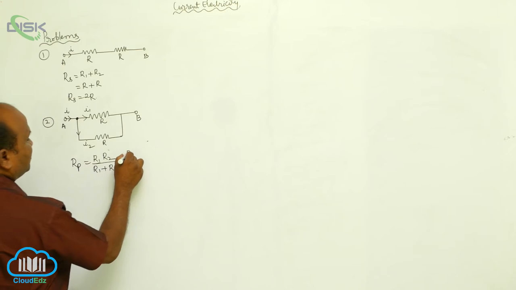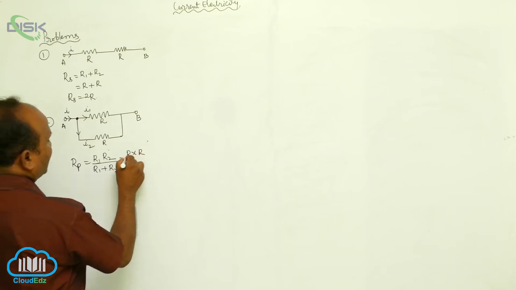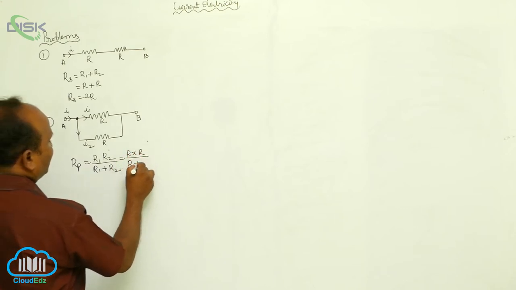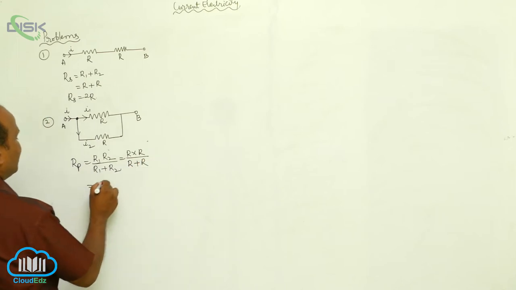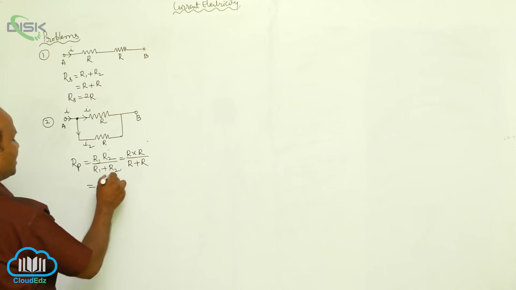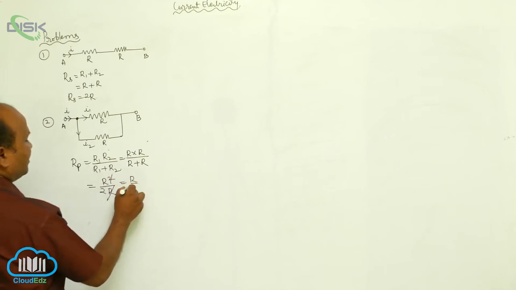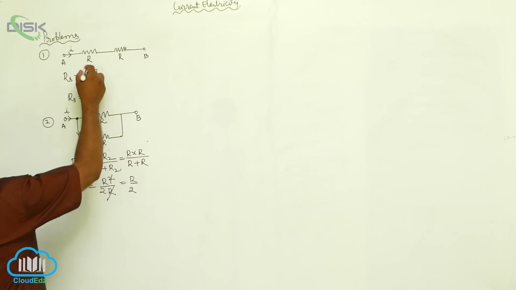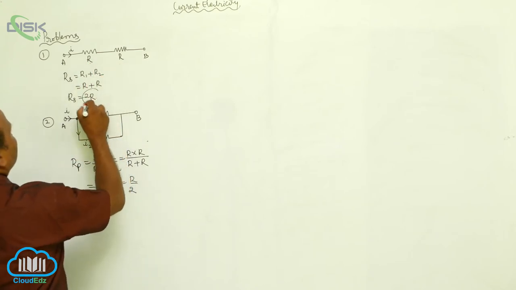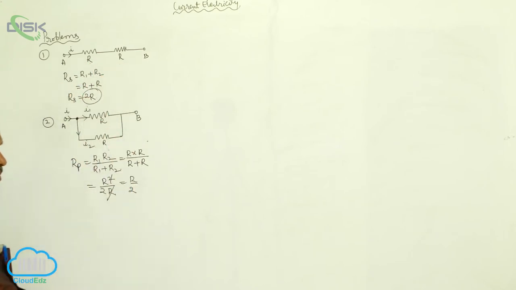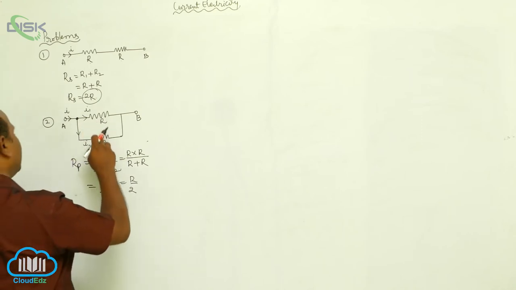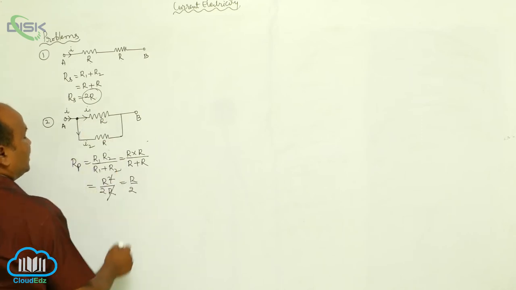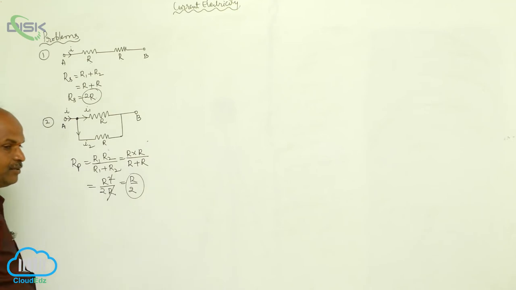What is the R1 value? R. R2 value? R. Therefore, that is R square by 2R. Therefore, R and R get cancelled, R by 2. That is, two equal resistances connected in series, it doubles, 2R. Two equal resistances connected in parallel, it becomes half, R by 2.